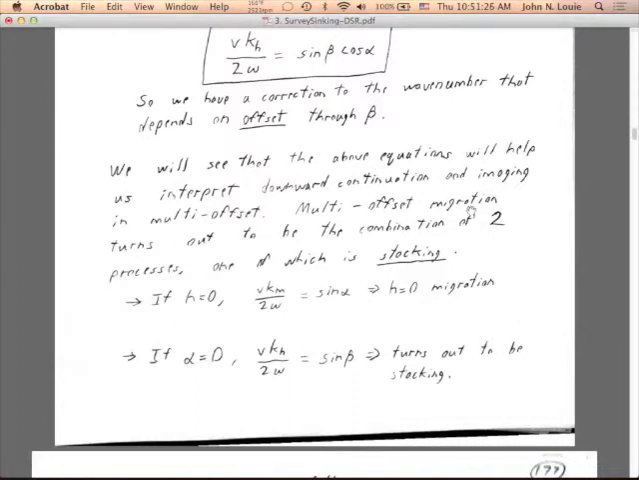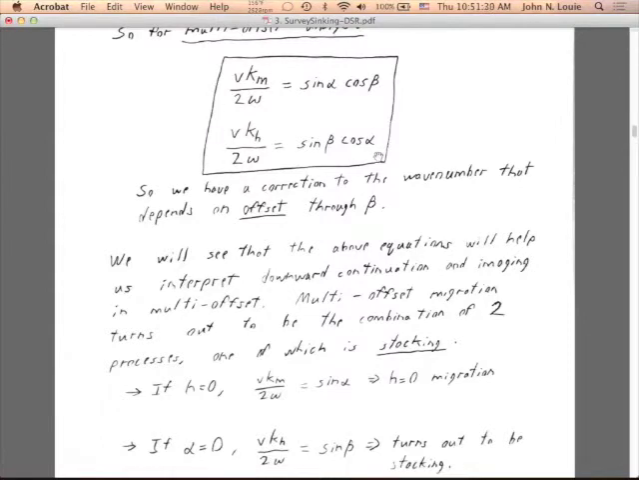Multi-offset migration turns out to be the combination of two processes. Notice that for zero offset, we only have this equation, so that's the post-stack migration equation, essentially. What's this thing here? That turns out to be the stacking and NMO correction equation. The standard way of doing stacking and NMO correction is not the way we do migration. They're very different processes in most systems. But we could do them exactly the same way, because they have precisely the same mathematics.